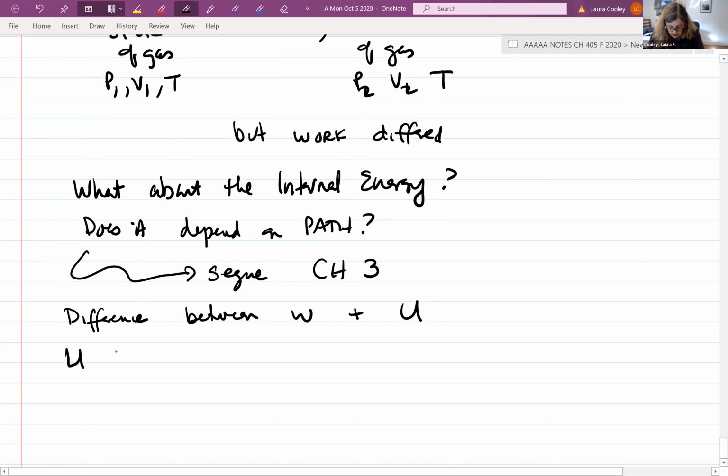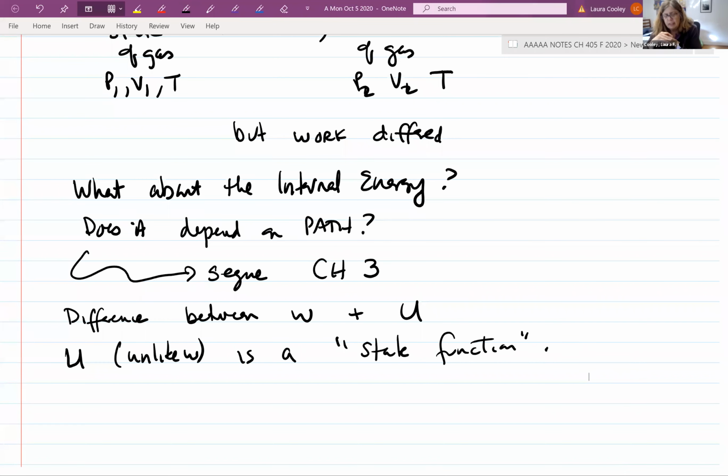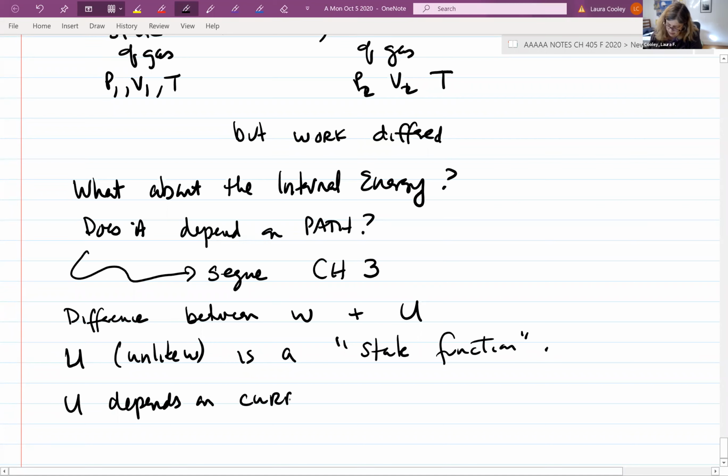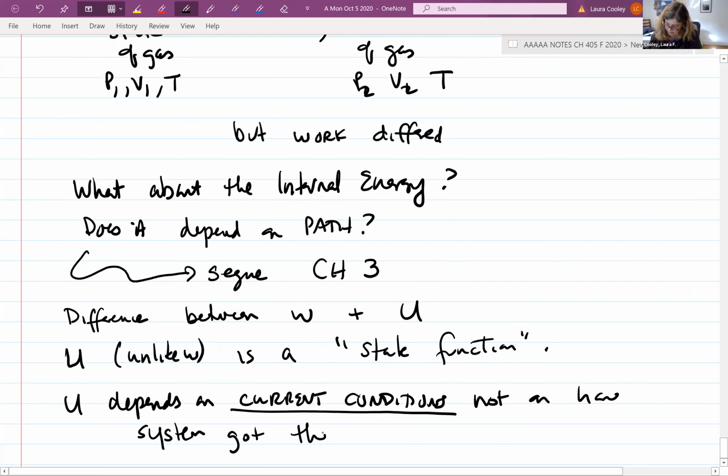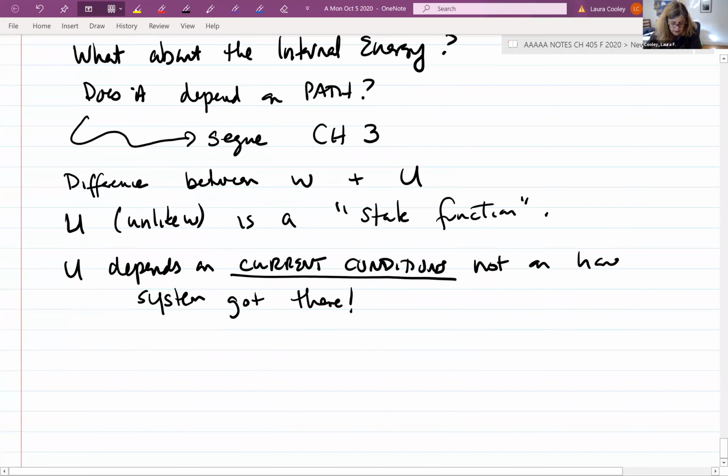The internal energy, unlike the work, is what we call a state function. Okay? The value of that internal energy depends only on where the system is right now and not how it got there. It depends on the current conditions. Not on how the system got there.